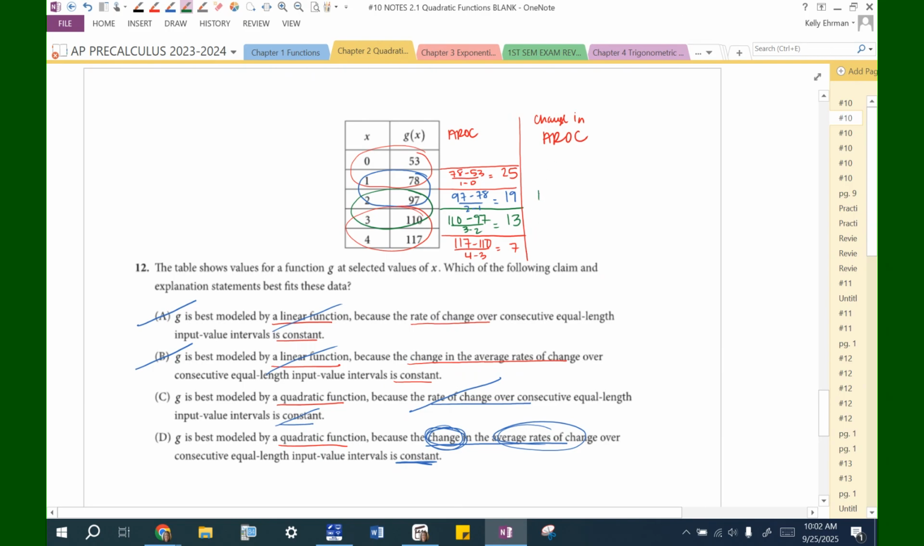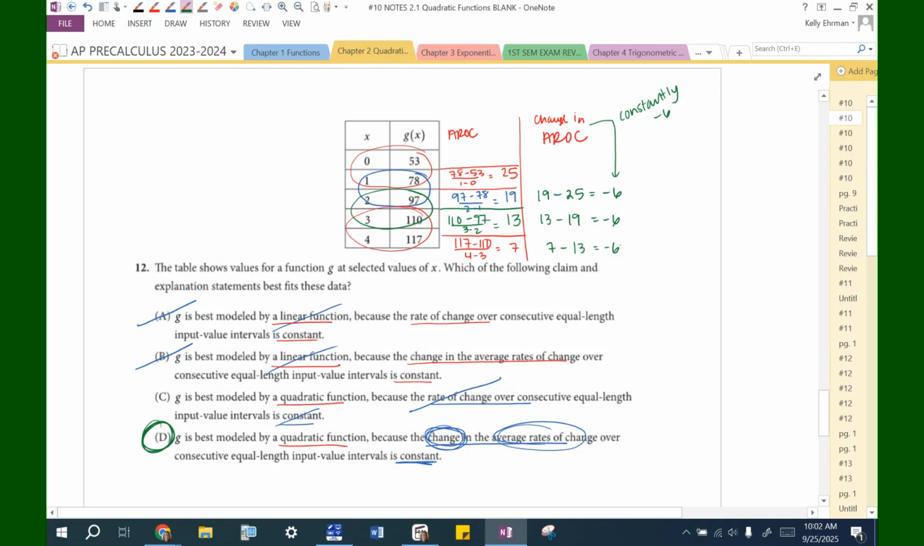So 19 minus 25 is negative 6. The order matters there. You're going down 6. 13 minus 19 is negative 6. 7 minus 13 is negative 6. The change in the rate of change is constantly negative 6. So you can think of this as the second rate of change, right? The change in the rate of change. That's constant. If the second one is constant, it's quadratic.